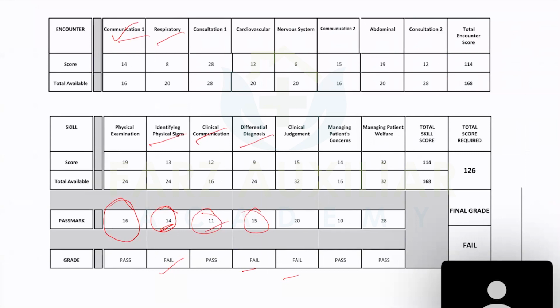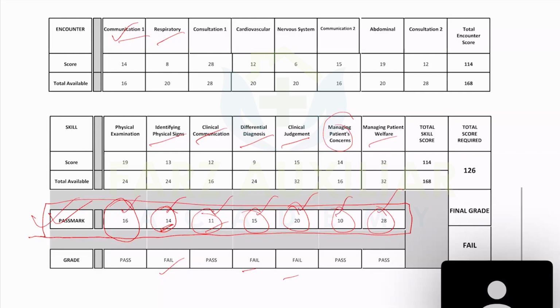Differential diagnosis, you need 15. Clinical judgment, you need 20. Managing patient concerns, you need 10. Patient welfare, you should get this too. So these are the features, and you need these pass marks. Actually, I showed you this so that you know about these passing marks and can prepare your skills properly.